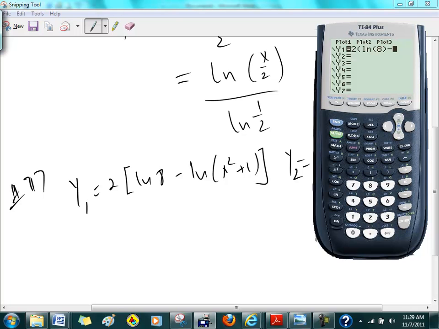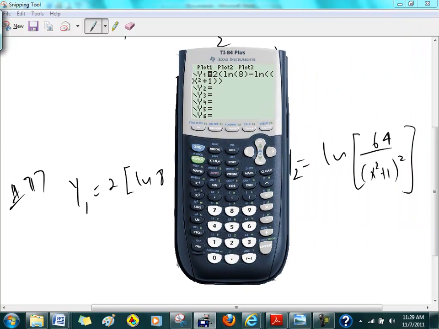Minus ln x squared plus 1. So this is in y1. Okay. Did you get it correctly? Make sure you've got all the parentheses in the right place and so on. Okay. And then y2 is ln 64 divided by x squared plus 1, and then the quantity is squared as well. Actually, you can just go square that.